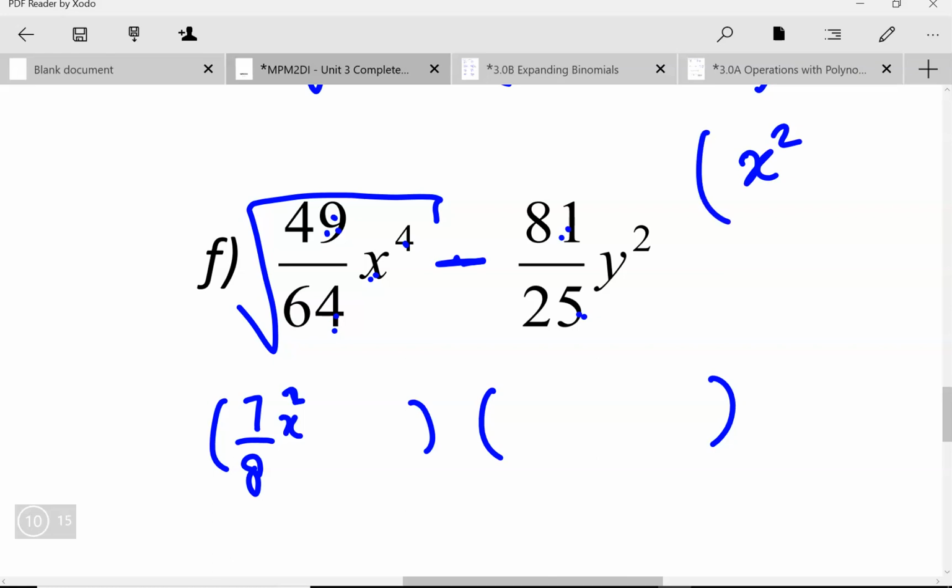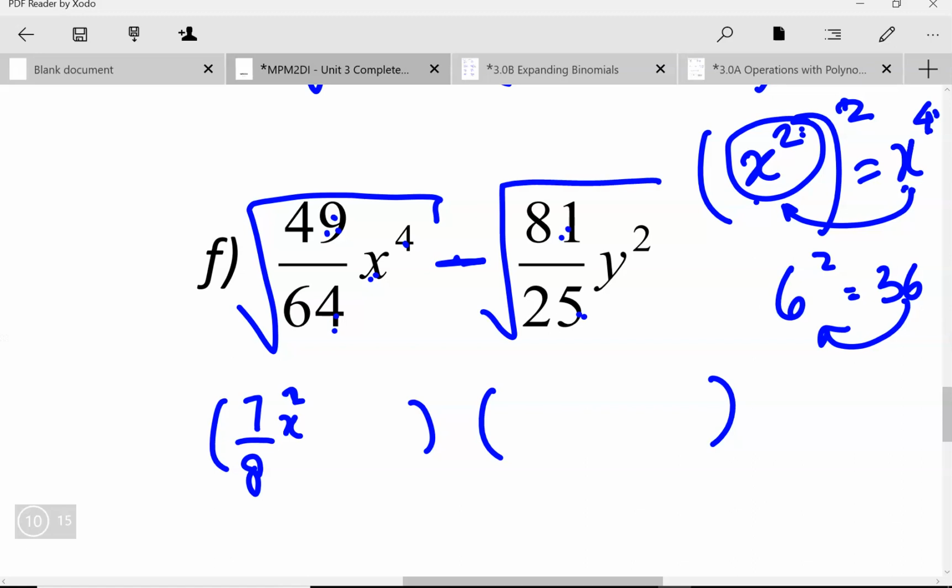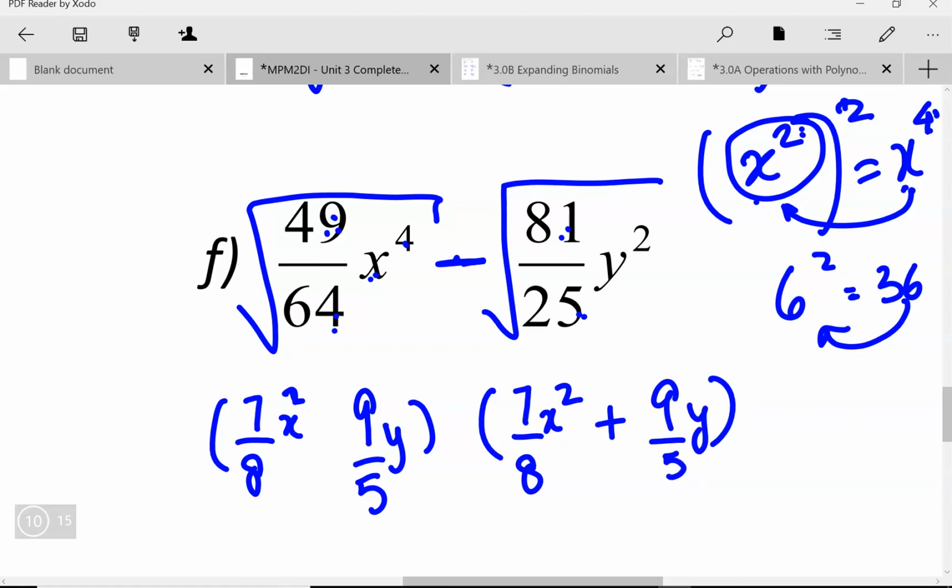Why? Because x squared squared is x to the power of 4. So this is the square root of this, right? Just like 6 squared is 36, so square root of 36 is 6. X squared squared is x to the power of 4, so the square root of x to the power of 4 is x squared. Let's take the square root of that, 9 over 5y. So 7 over 8x squared, 9 over 5y, plus and minus. It doesn't matter which order you put them in. You could put the plus here and the minus here. That's also fine.